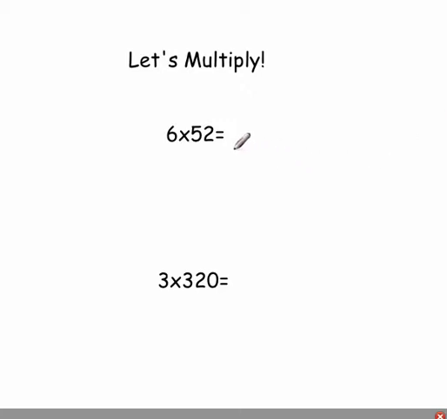Eventually we want to be able to do this in our head, but for now I'm going to show some of my thinking. So 6 times the 50 part of it, I would have 6 times 5 would be 30, and then I would add a 0 to that 30 because it wasn't 5, it was 50. So that would give me 300. 6 times 50 is the 300. I'm going to write that over here.